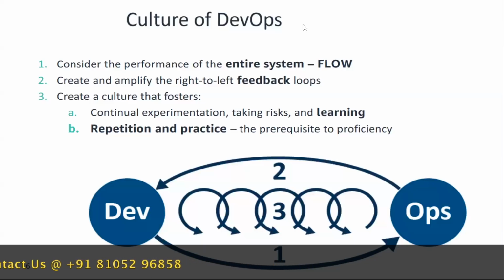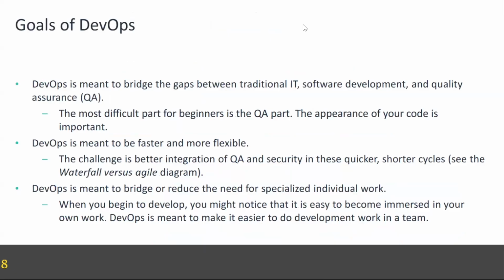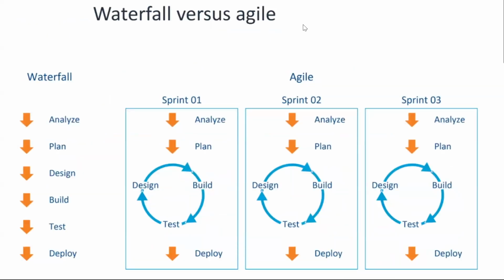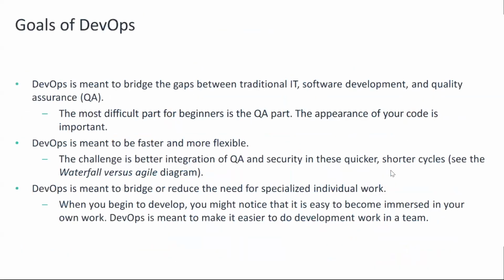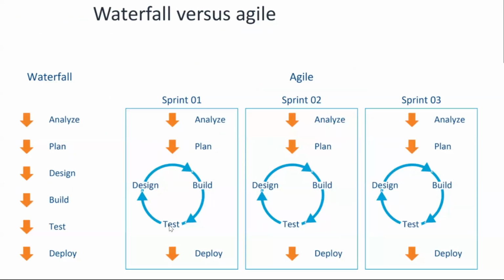Okay, so we were talking about the culture of DevOps. Then we move on to the different types of software development lifecycle. We have waterfall and we have agile. In waterfall, we directly analyze, plan, design, build, and test. This is a cycle which we follow. Whereas in agile, analyzing and planning is one part, and the next part is design, build, test. This will take some time.